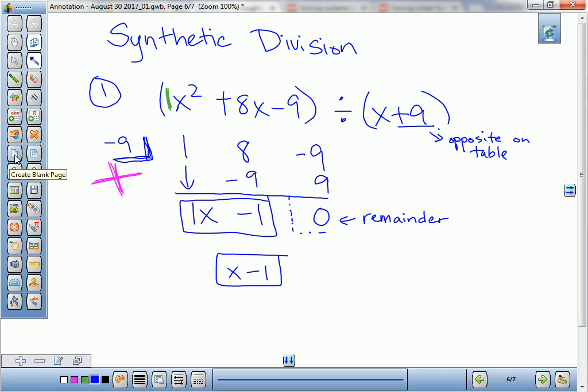So if there was a remainder other than 0, you would put the remainder over the x plus 9? Yes, sir. You sure would. Okay.